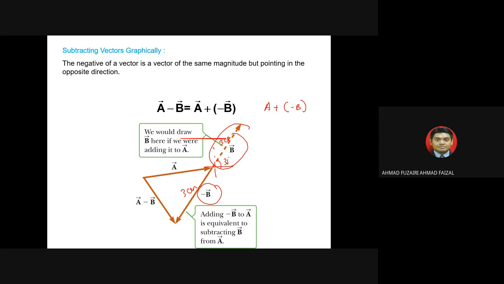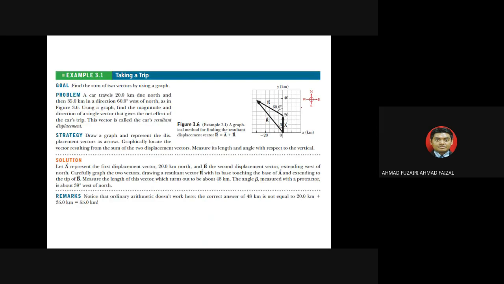When you want to draw vector B, you must make sure that the length is the same. The negative is not about the value, but about the direction. The value must stay the same. All right, this is one example. I already told you yesterday, if I'm not mistaken.